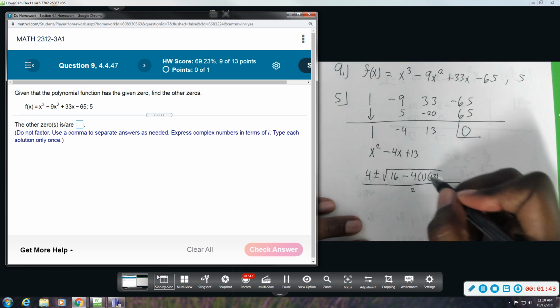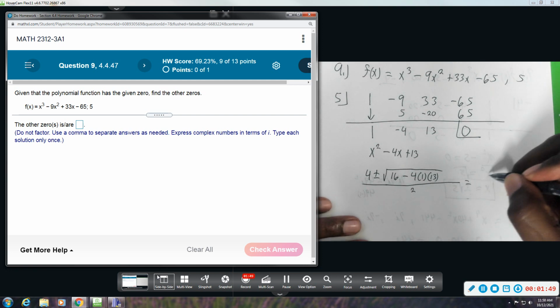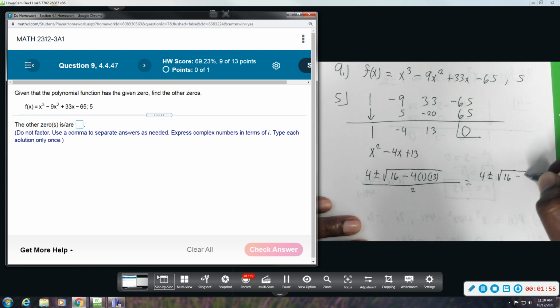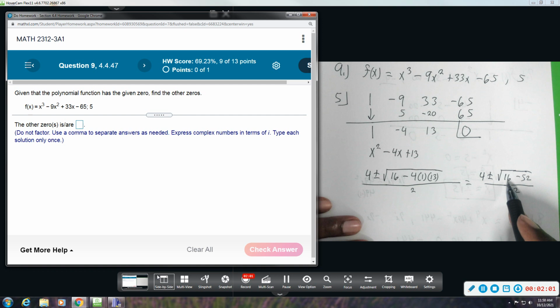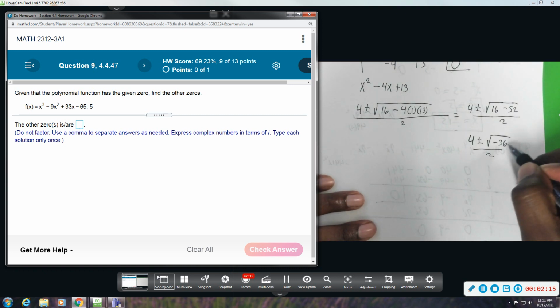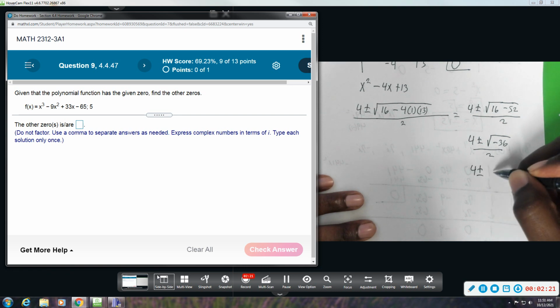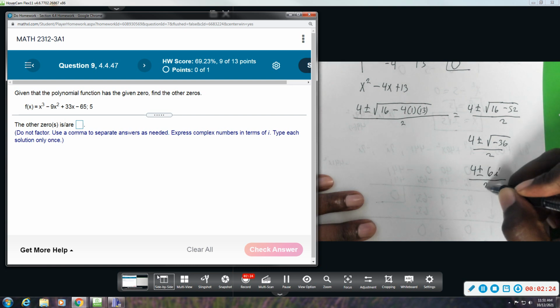All right, simplifying under the radical, 4 times 13 is going to give us 52. So this is going to give us 4 plus or minus the square root of 16 minus 52, all divided by 2. Subtracting 16, that will give us a negative 36. So we have 4 plus or minus the square root of a negative 36, all divided by 2. Run out of space here. This will give us 6i. Square root of 36 is 6, but it's negative, so it'll be imaginary 6. So 4 plus or minus 6i divided by 2.